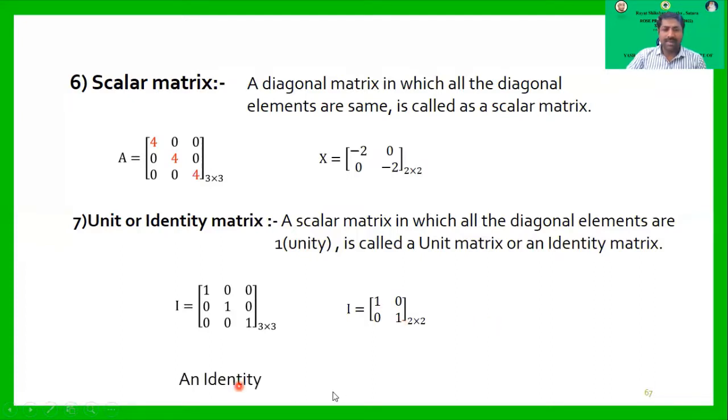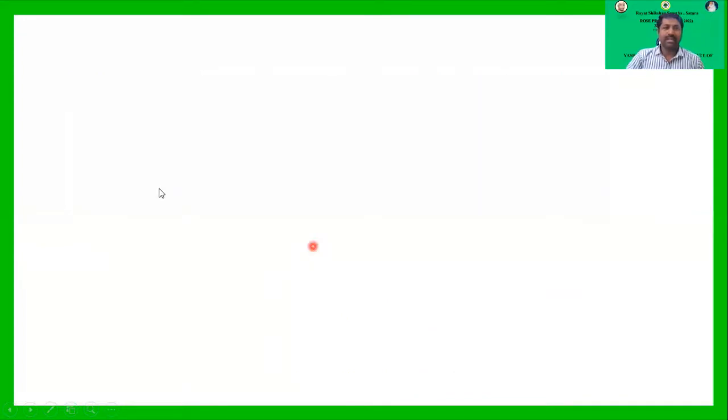An identity matrix of order n is denoted by In. Sometimes I n is the identity matrix of order n. So this is a very important type of matrix, the identity matrix.